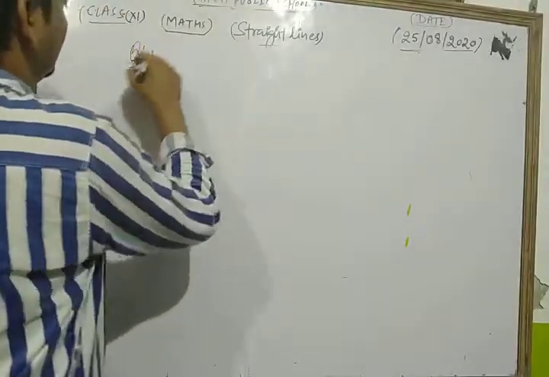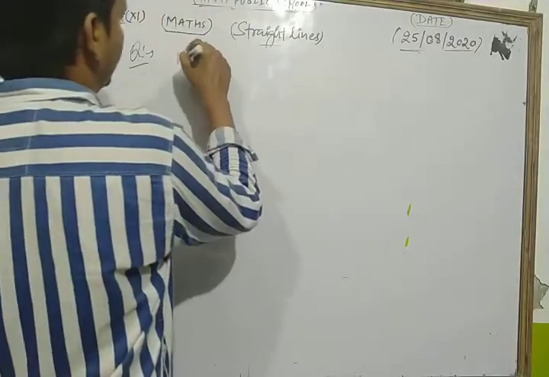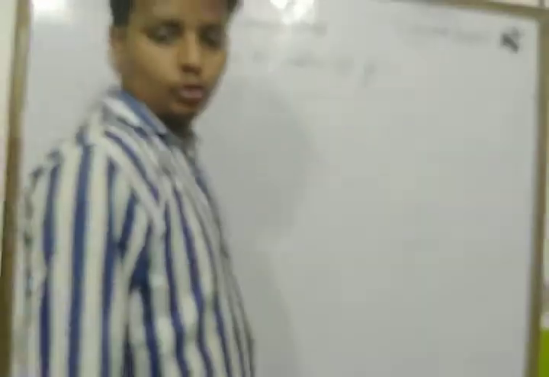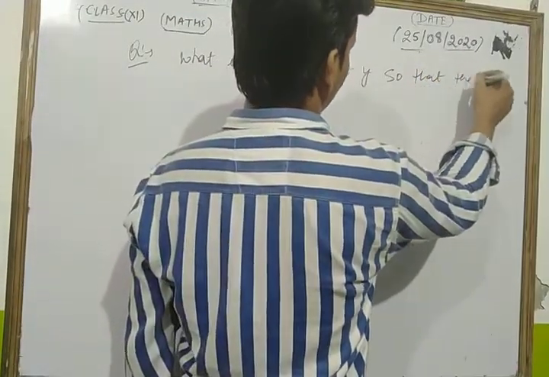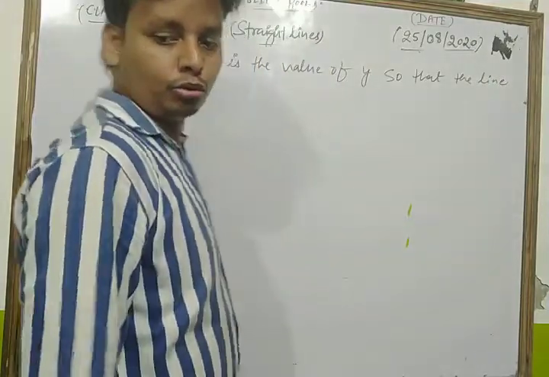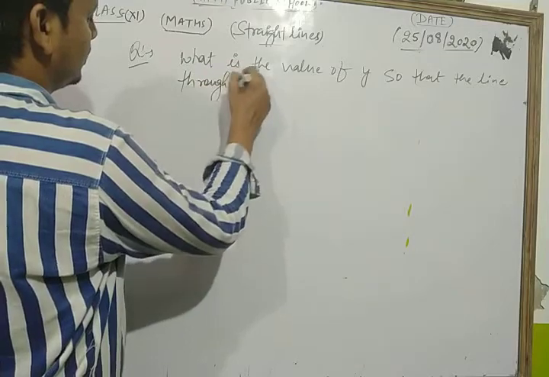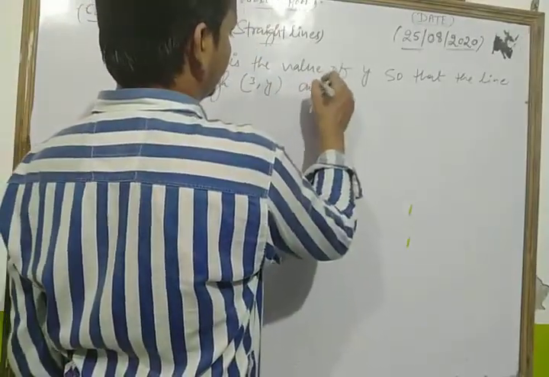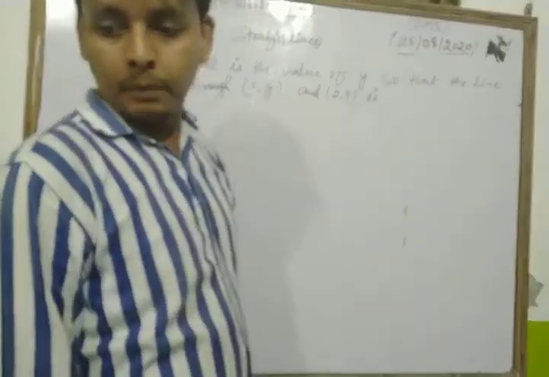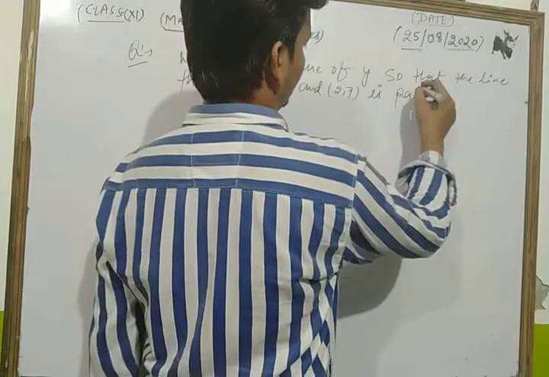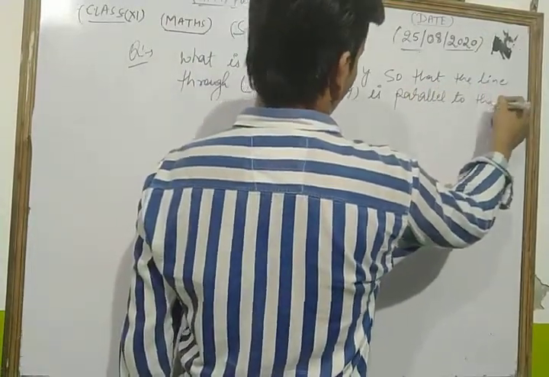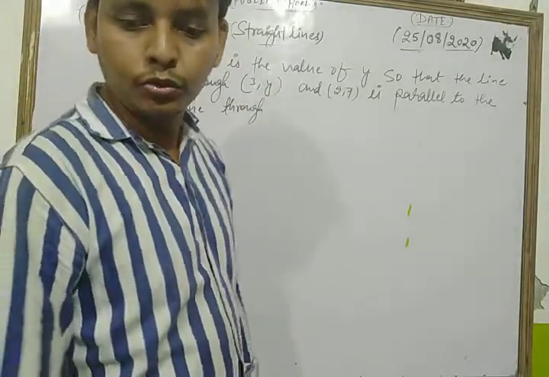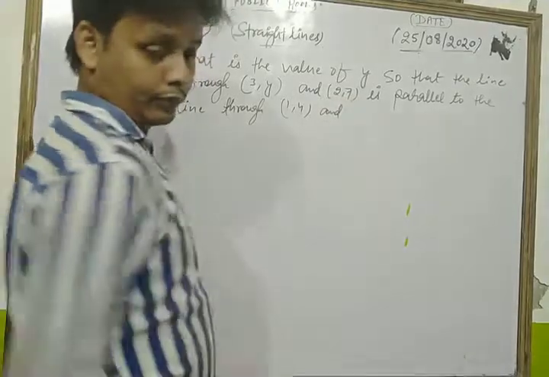Let's take a question. Dear students, the question is, what is the value of y so that the line through (3, y) and (2, 7) is parallel to the line through (1, 4) and (0, 6)?